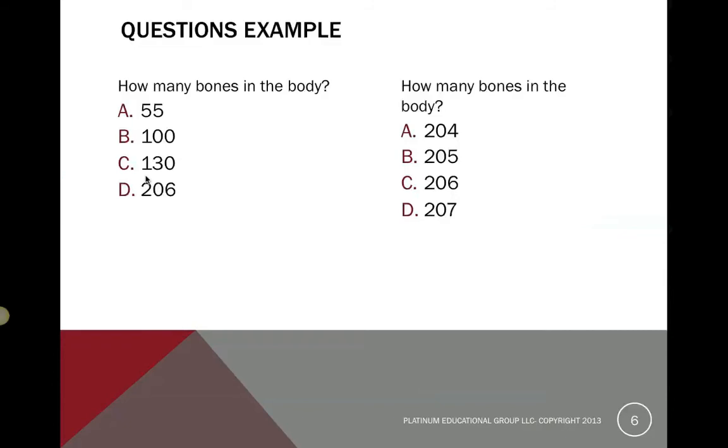So we're going to ask, how many bones are there in the body? Is it 55, 100, 130, or 206? As we look at this, we say the correct answer is 206. Are any of the other 3 even close? Nope. So how many good wrong answers are there? Probably none.